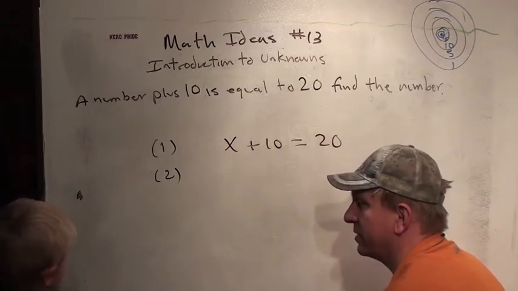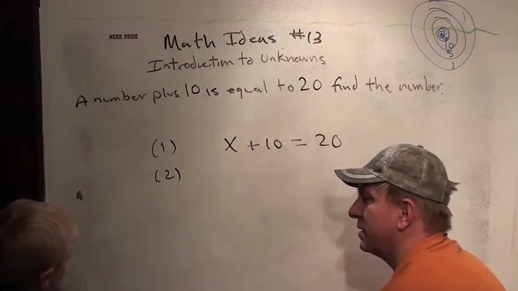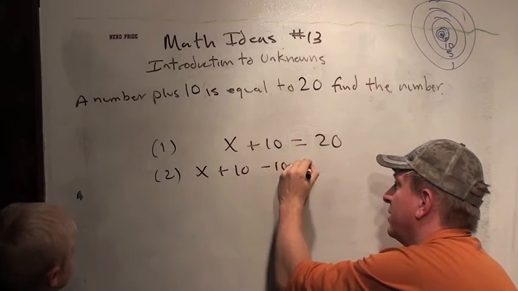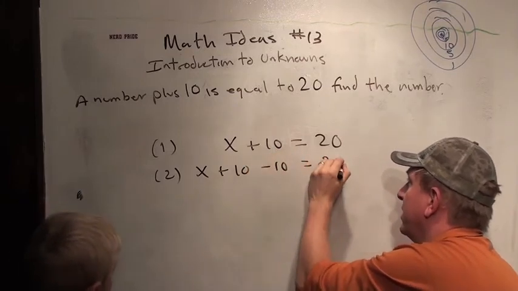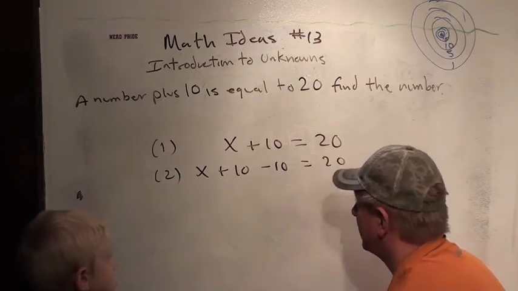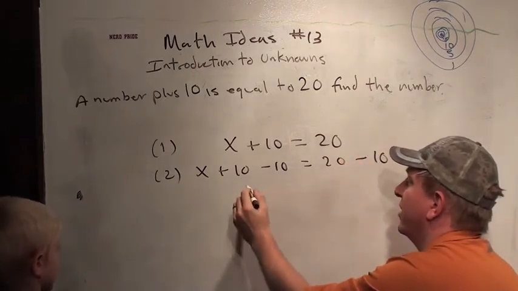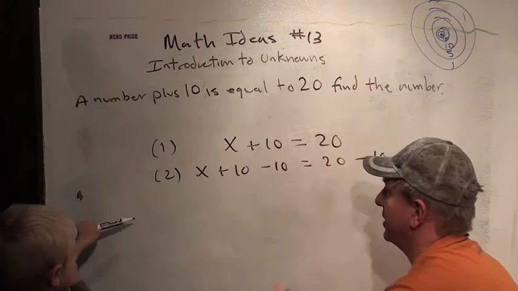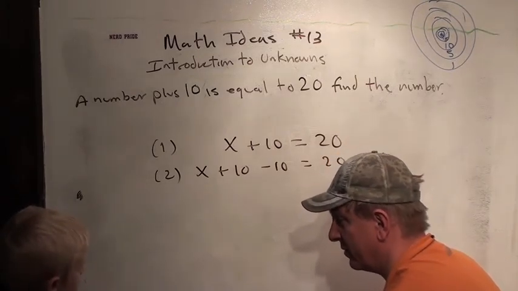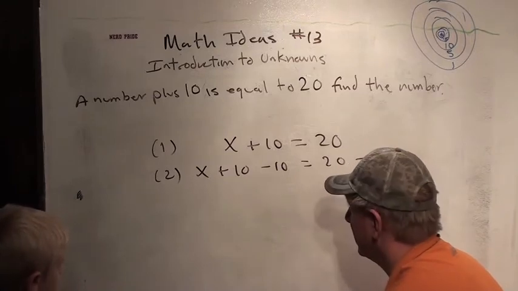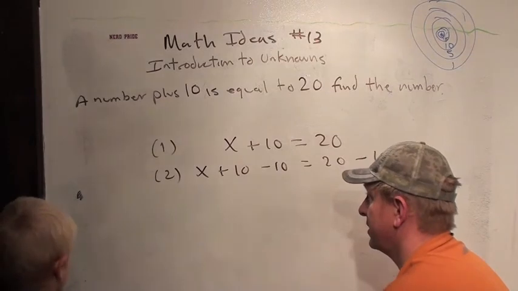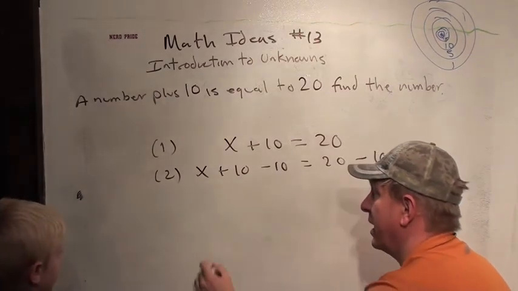Step 2 is you go x plus 10 minus 10. Now we subtract 10, equals 20 minus 10. If we subtract 10 from this side, we have to take away 10 from that side because they're equal. And if two things are equal and you want to keep them equal, you have to do the same thing to each side. Okay, so what is x plus 10 minus 10? x plus 10 minus 10 is 0. No, it's x.